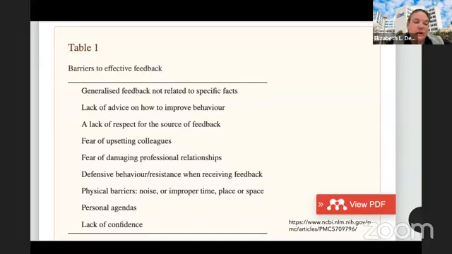And then, of course, there are physical barriers. Noise, improper time, place, or space can all be problems for giving feedback. So again, think about finding that place that is outside of the hustle and bustle of the emergency department and give some privacy. Again, consider personal agendas and the confidence that you have in the feedback that you're offering.